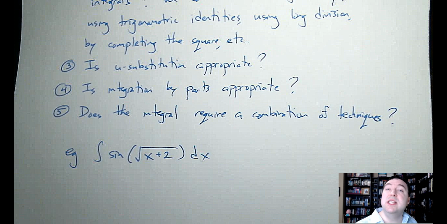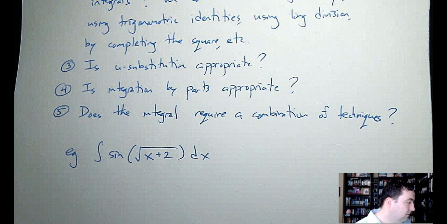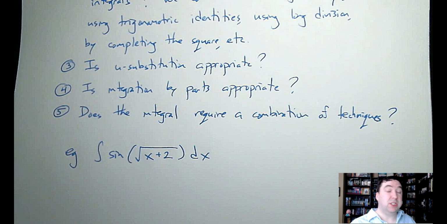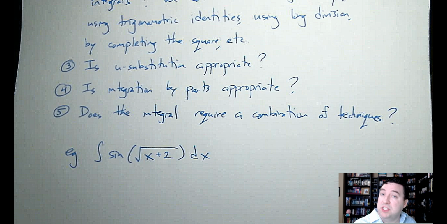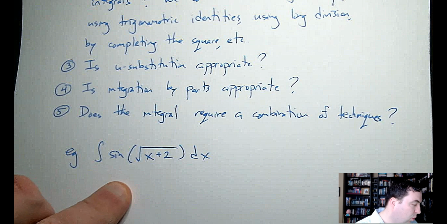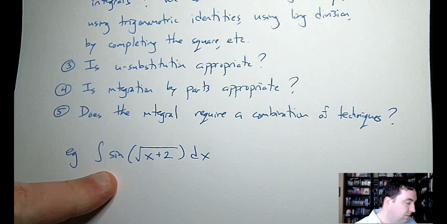So step 1, is this an elementary integral? No. Might look like it is. So you might think, well, isn't it just a sine function? Don't we know that the integral of sine is negative cosine? But it's a composite function. We've got that square root inside the sine function.